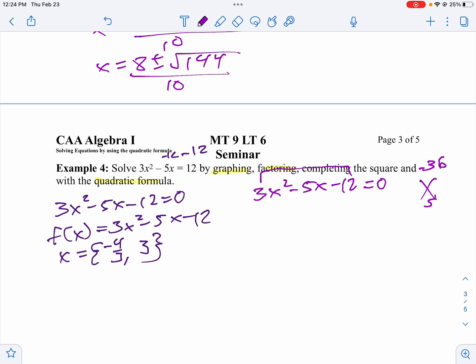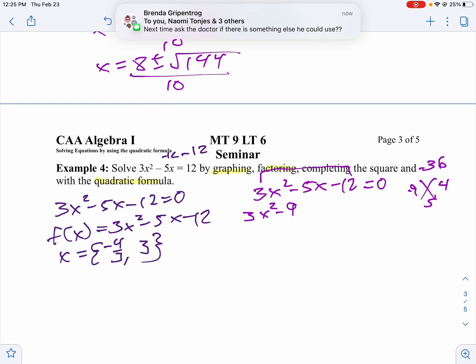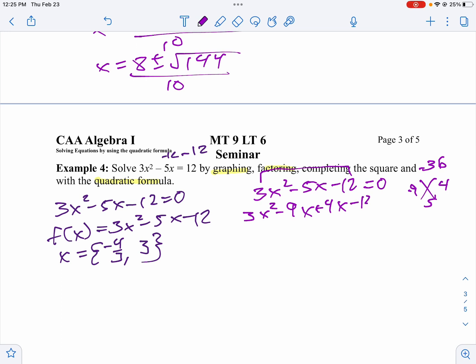What two numbers would that be? Oh, 9 and 4, right? And I want the middle one to be negative. So negative 9 plus 4 is negative 5. So I'll go 3x squared minus 9x plus 4x minus 12 equals 0. And then we'll factor two at a time here.